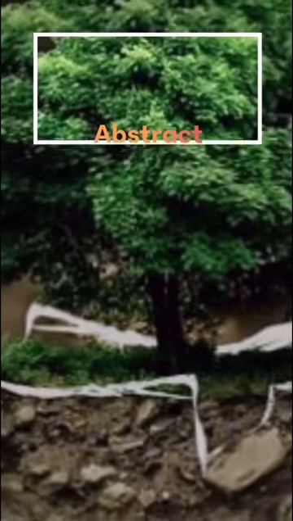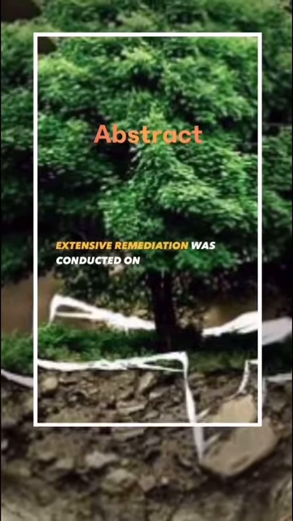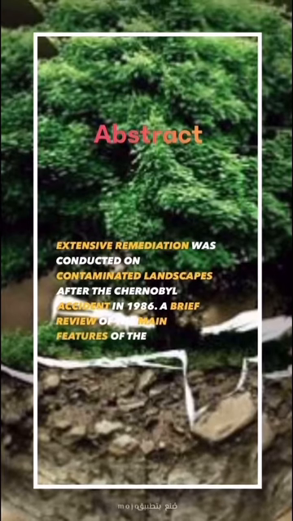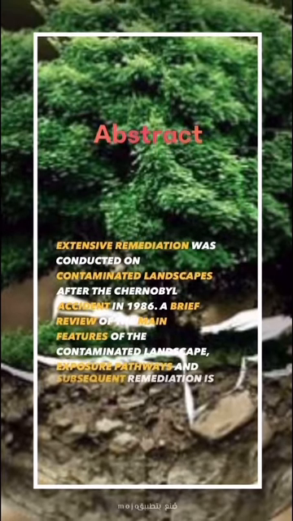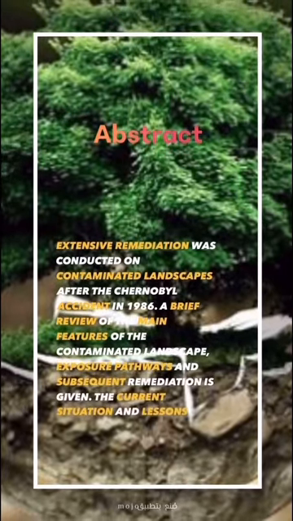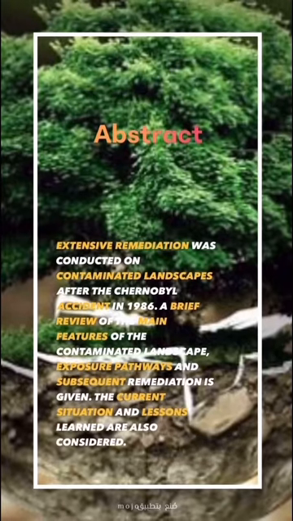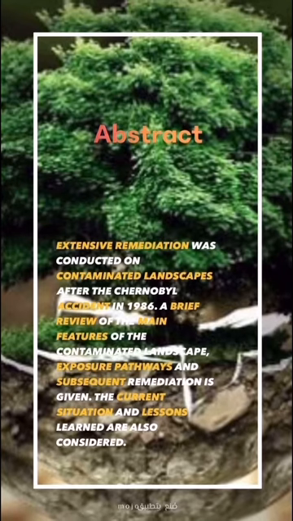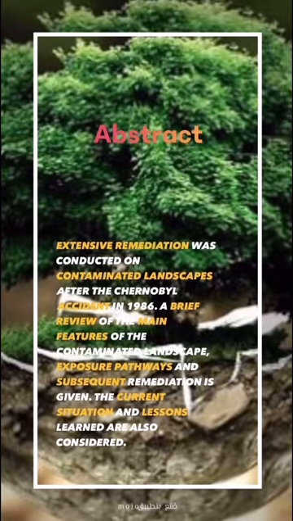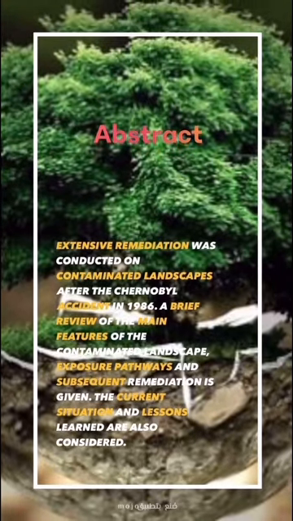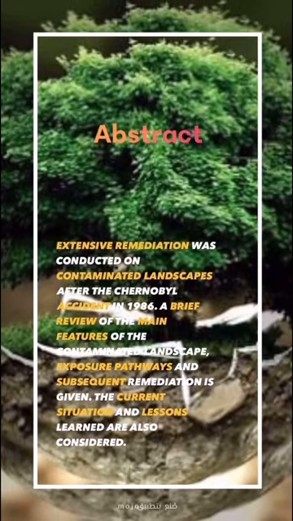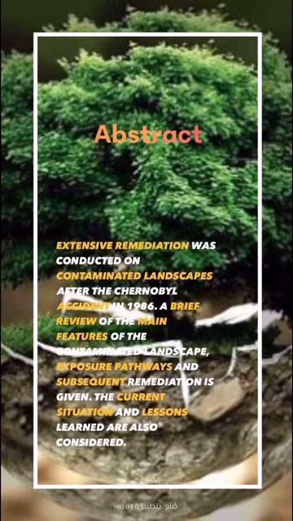Abstract. Extensive remediation was conducted on contaminated landscapes after the Chernobyl accident in 1986. A brief review of the main features of the contaminated landscape, exposure pathways and remediation is given. The current solutions and lessons learned are also contrasted.